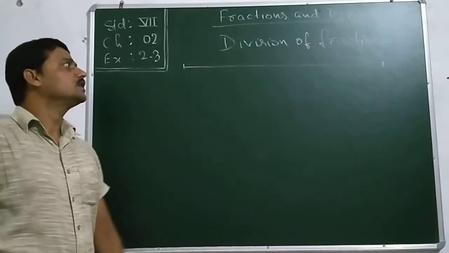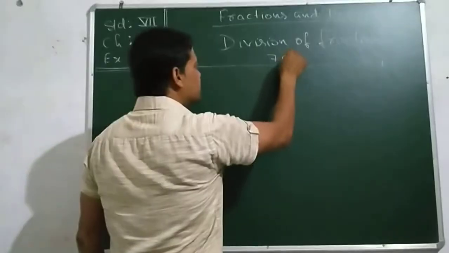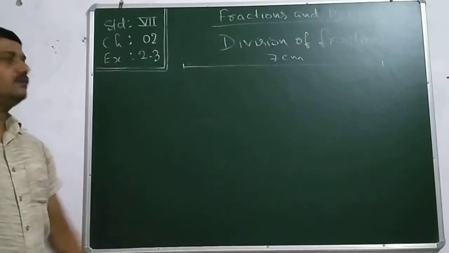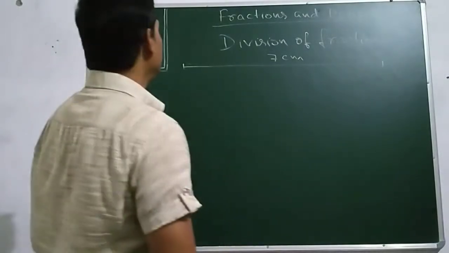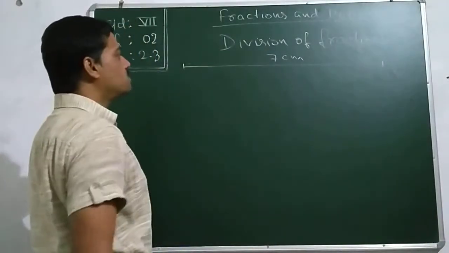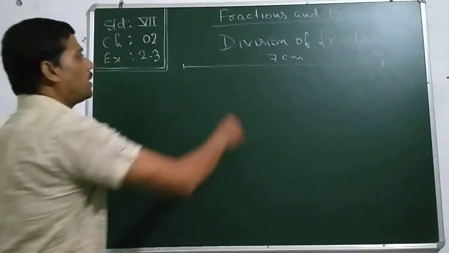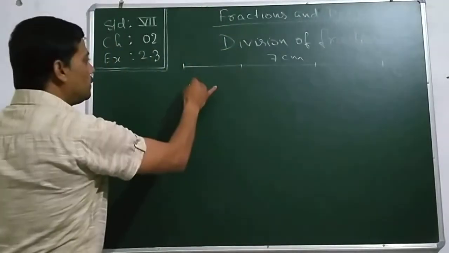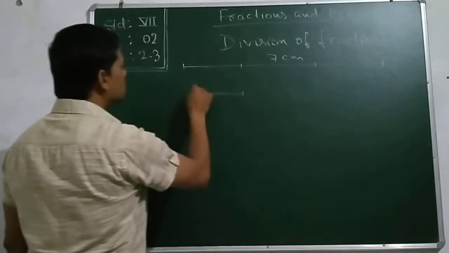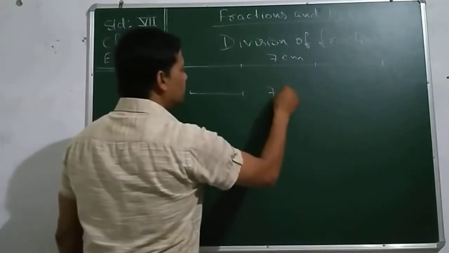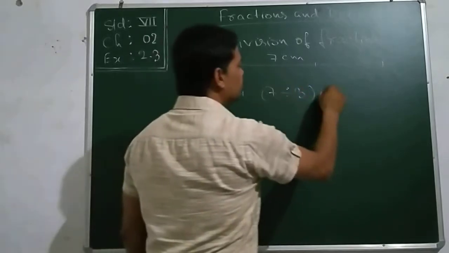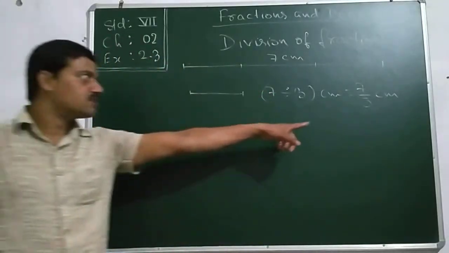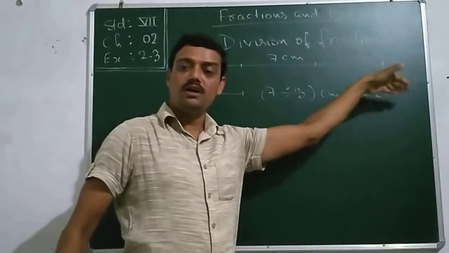Consider this stick. Assume that this is 7 cm in length. To understand the fractions better, we divide this length into several parts. Say we divide it into 3 equal parts: 1 part, 2 parts and 3 parts. So each of the parts will have the length of 7 divided by 3 cm, that is 7 by 3 cm. We got the fraction for this 7 cm long stick.